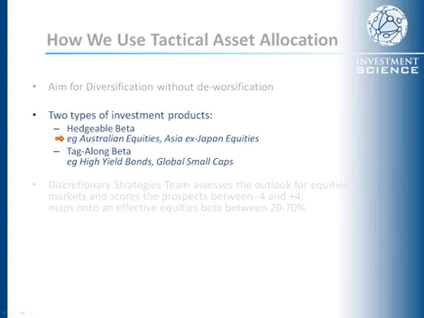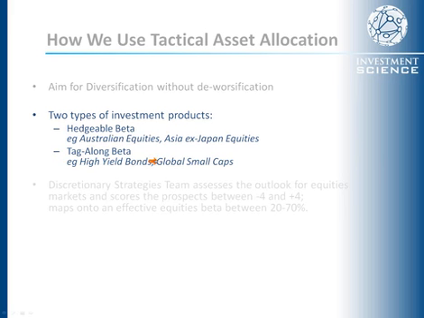That being said, if we have a neutral view on an asset class, we'd be prepared to hold an investment in it if we expect that the manager outperformance is going to be very high. So we consider there to be two types of investment products, hedgeable beta and tag-along beta. What we mean by hedgeable beta is where there's a readily identifiable derivative instrument for us to hedge, which hedges out most of the benchmark risk of that investment product, such as Australian equities and currency hedged Asia ex-Japan.